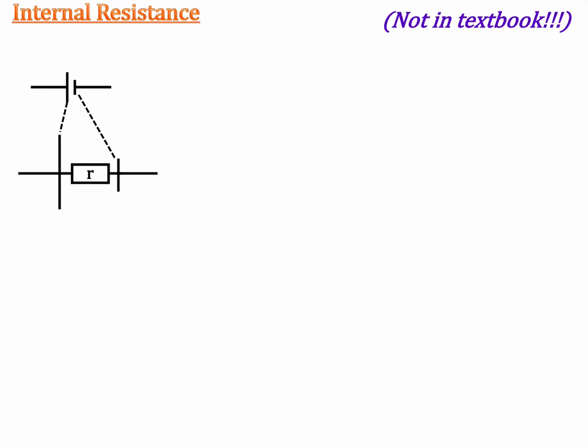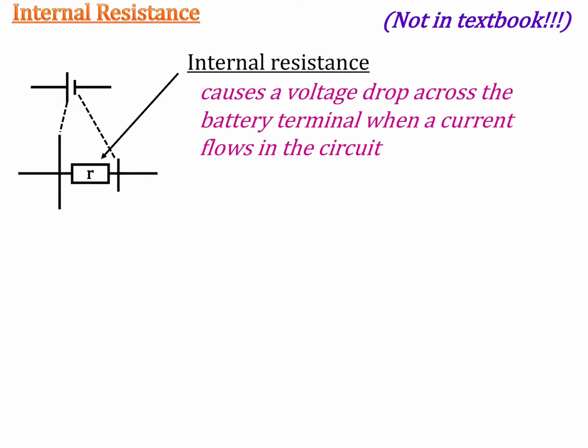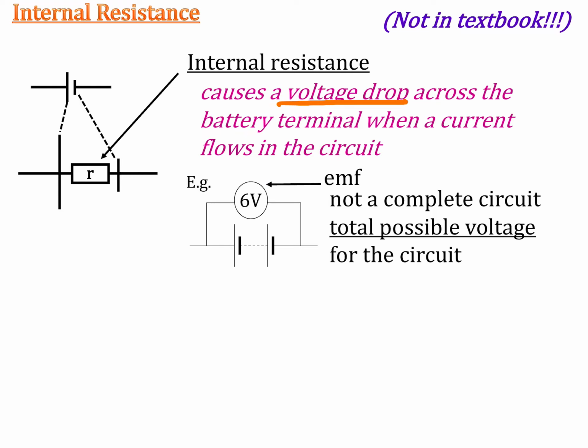And in cells, they're actually really small. If they're too big, then the cells are useless. So that gives us the internal resistance. That internal resistance causes a voltage drop across the battery terminal when the current flows. What does this mean? When I connect a voltmeter over a cell or a battery which is not connected in a circuit, I get a reading. That reading is known as the EMF. That is the total possible voltage for the circuit, and it's the total possible amount of energy per unit coulomb that can be given. Okay? Absolute total. Can't get more than that.